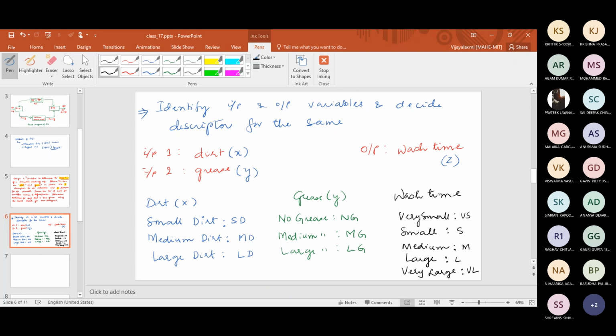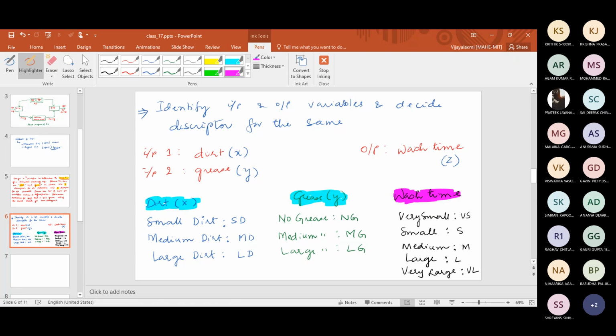In this way, for whatever inputs we assume based on the question, we just write the descriptors. It may be 3, 5, 7. It depends on the question, or if it is not mentioned, you can decide however you want. You can go for more descriptors if possible. This is the first part of the problem: identify input and output variables and decide descriptors for the same.